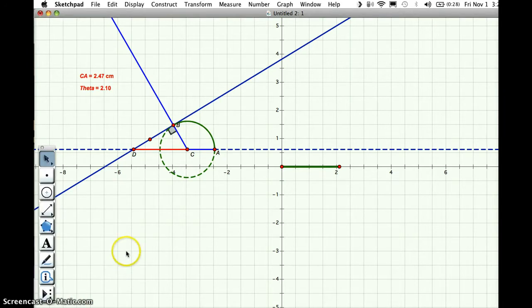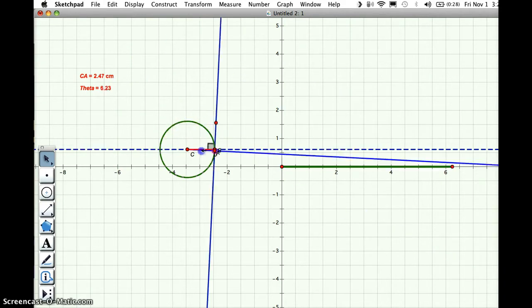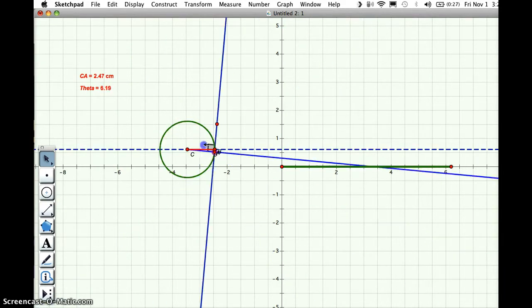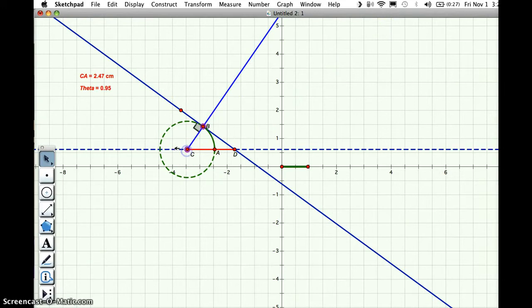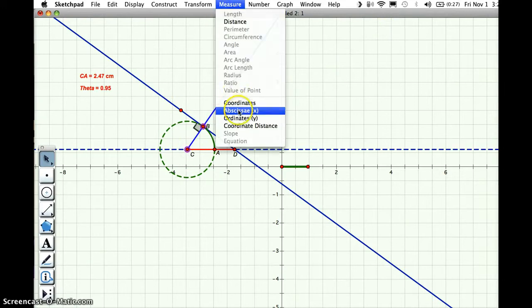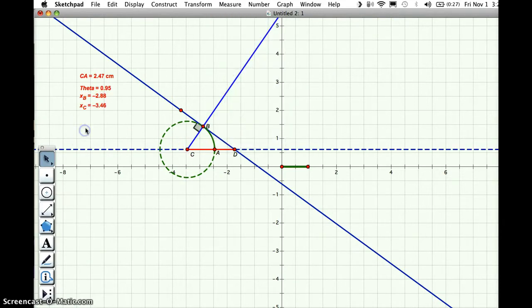We know that the value of secant will only be positive in the first and fourth quadrants of our unit circle, so we need to find a way to calculate these positive and negative values. If we look at the x-coordinates of point C and point B, we notice that the x-coordinate of B minus the x-coordinate of C will give us a positive value only in the first and fourth quadrants. So we will highlight point B and point C, go to Measure, and click Abscissa, because this gives us the x-coordinates of those 2 points.